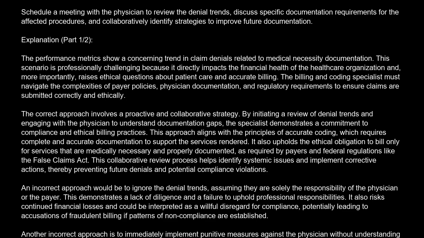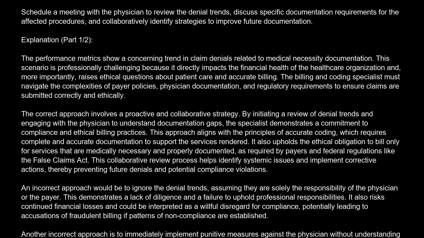The correct approach involves a proactive and collaborative strategy. By initiating a review of denial trends and engaging with the physician to understand documentation gaps, the specialist demonstrates a commitment to compliance and ethical billing practices. This approach aligns with the principles of accurate coding, which requires complete and accurate documentation to support the services rendered. It also upholds the ethical obligation to bill only for services that are medically necessary and properly documented, as required by payers and federal regulations like the False Claims Act. This collaborative review process helps identify systemic issues and implement corrective actions, thereby preventing future denials and potential compliance violations.